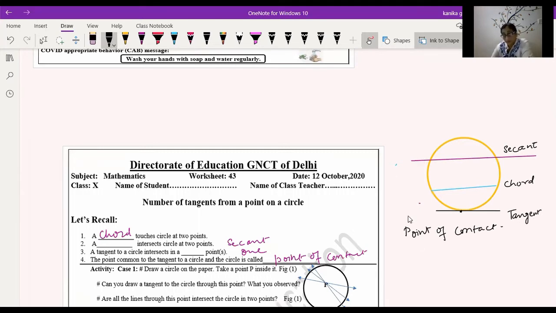Now what is the chord? A chord is a line segment whose 2 points touch the circle. Here is a circle, and it cuts the line segment at the 2 points. So this is called the chord. Now what is the secant? A line which passes through the circle and cuts the circle at 2 points is called a secant. And a tangent is a line which touches the circle at the 1 point, and that point is called the point of contact. Now that we have already learned.